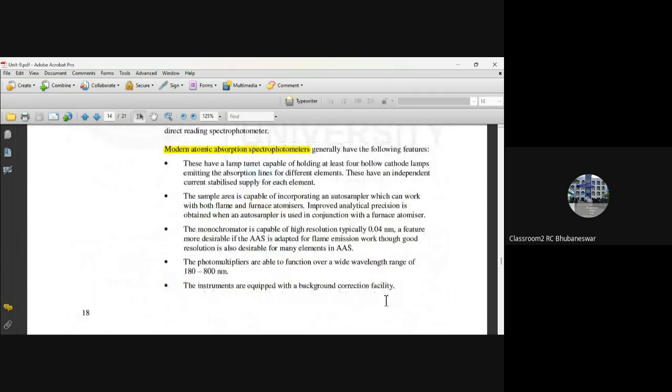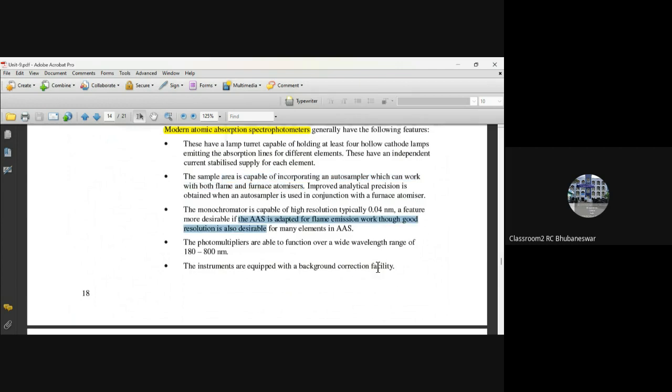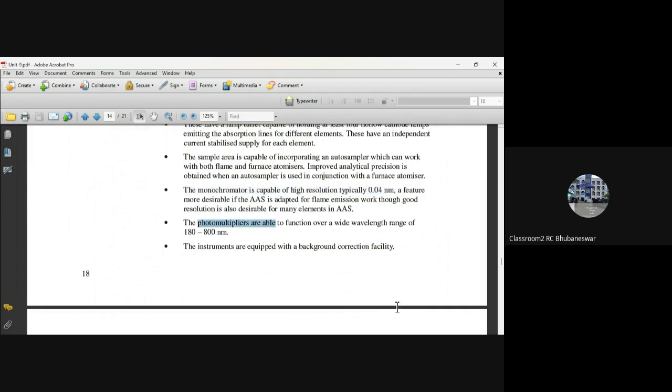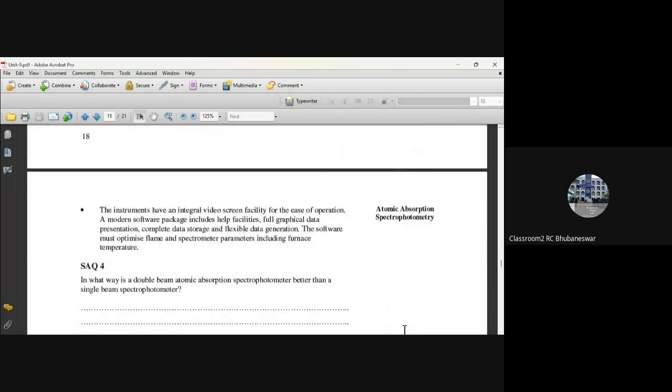But the modern atomic absorption spectrometers generally have the following features. These have a lamp turret capable of holding at least 4 hollow cathode lamps emitting in the absorption line. Just imagine, if 4 lamps are there, then it will enhance the sensitivity, and many samples can be captured at a time. The sample area is capable of incorporating the autosampler, which can work with both flame and furnace atomizer. Okay, and some others are also there. Since these are mentioned in points, you can read them on your own also. The monochromator is capable of high resolution, typically up to this many nanometers, and photomultiplier tubes function over this range.